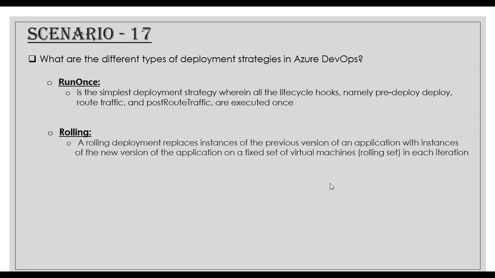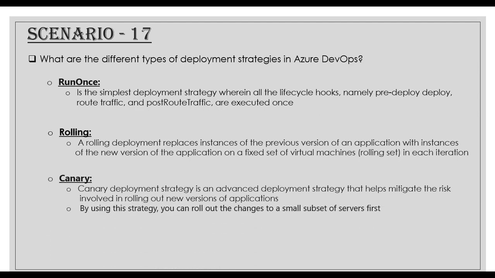The other deployment strategy is the rolling deployment strategy. A rolling deployment replaces instances of the previous version of an application with instances of the new version of the application on a fixed set of virtual machines in each iteration. So basically, if you have deployed version 1.0 previously, now it will go and replace that with version 1.1 with the new changes. That is the rolling strategy.